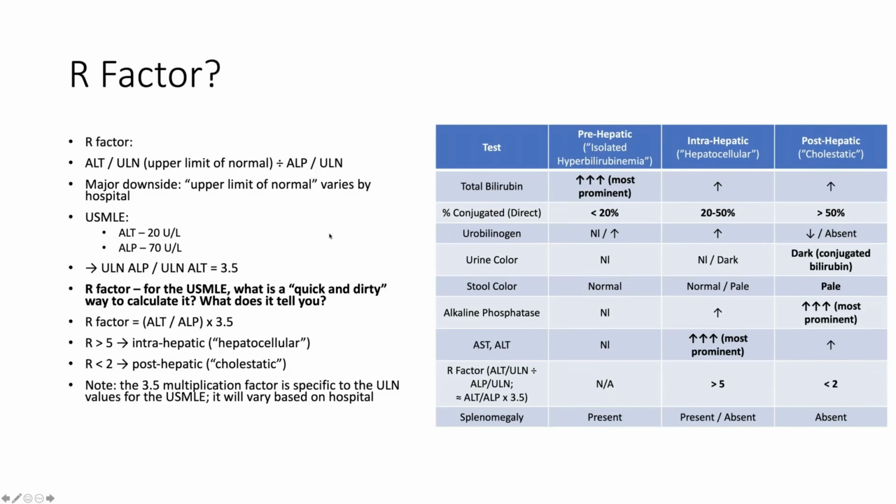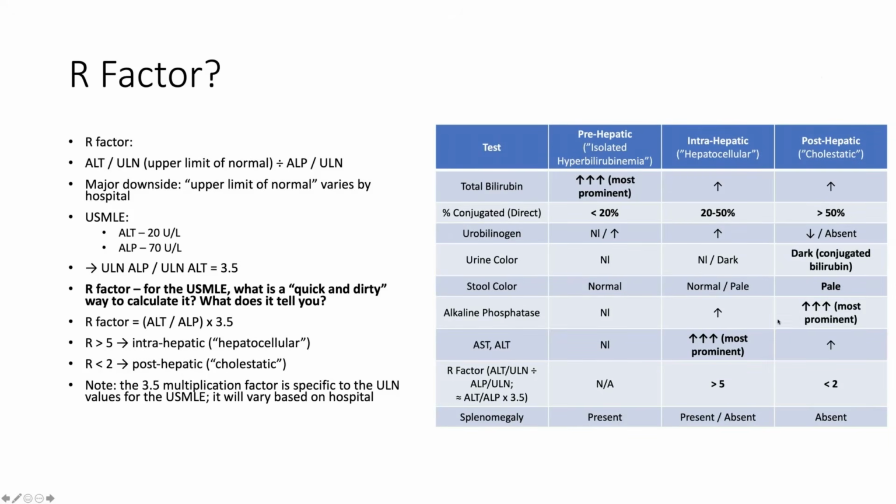I have some examples of this. So I want to show you how you can use this and why it's valuable. The reason why I am even bringing up R factor in the first place is because you'll see tables like this where it's, oh, what's most prominent? So AST is most prominent in the intrahepatic. Alk-phos is most prominent in posthepatic. If that's what you have, you don't really have to worry about R factor.